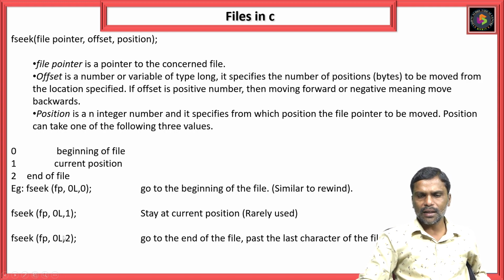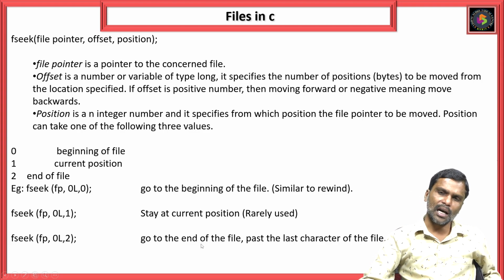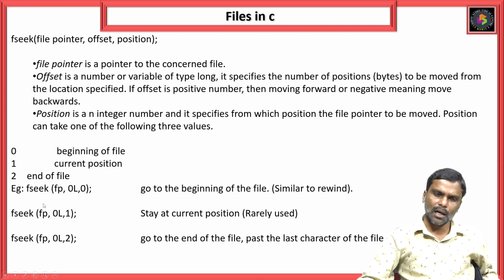2 indicates the end of the file. So in the previous case we only saw SEEK_END. Okay students, don't be confused here. We are using the file pointer fp, and then the offset, the number of variables or number of letters that should be moved in bytes.